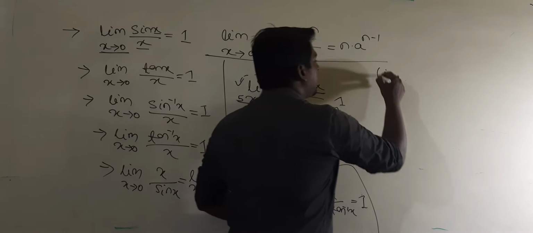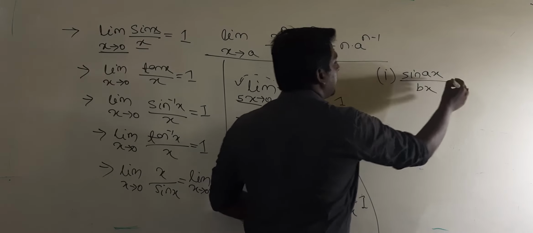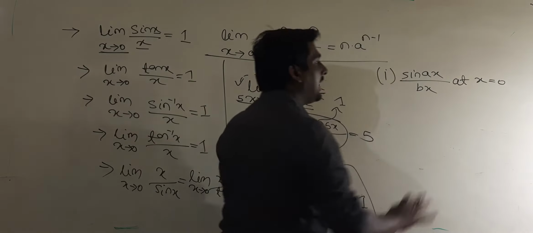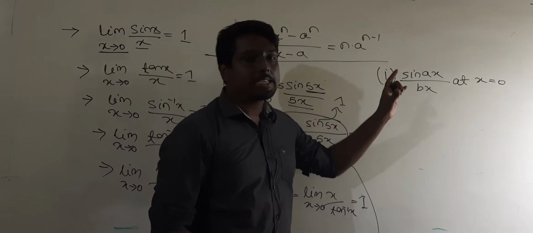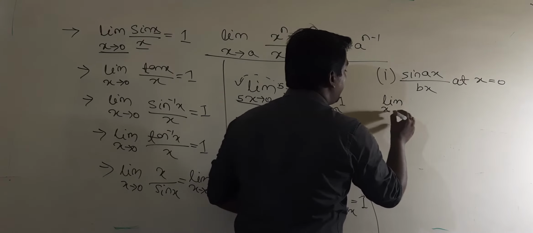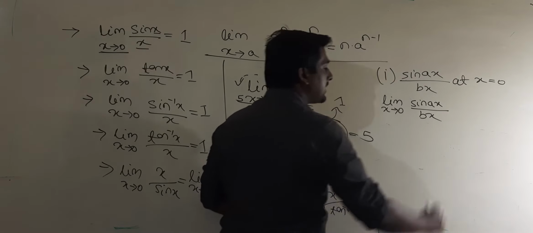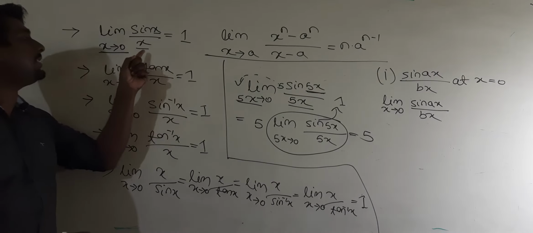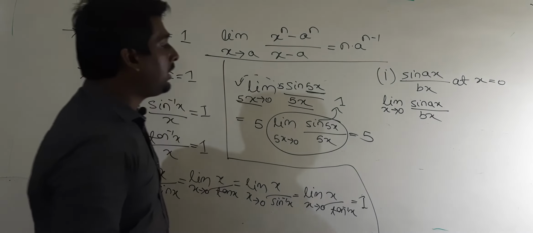Let's take another example for you: sin ax divided by bx at x equals 0. The question will be like this: at x equals 0, you have to find the limiting value of sin ax divided by bx. To solve this question, let's write it in the format limit x tends to 0 sin ax divided by bx. And as we know, whenever it is in the format of sin x divided by x, where x tends to 0, we can say it equals 1.